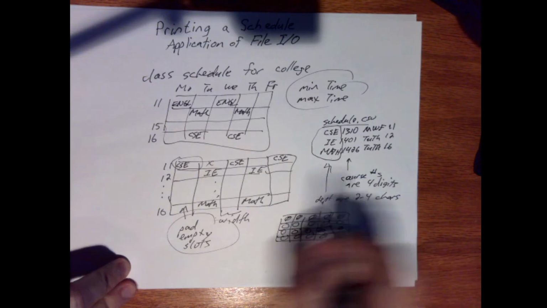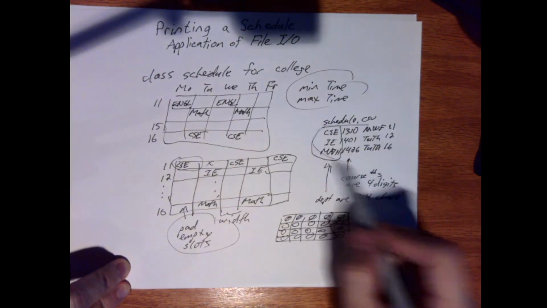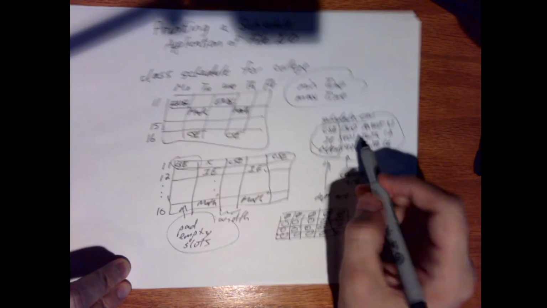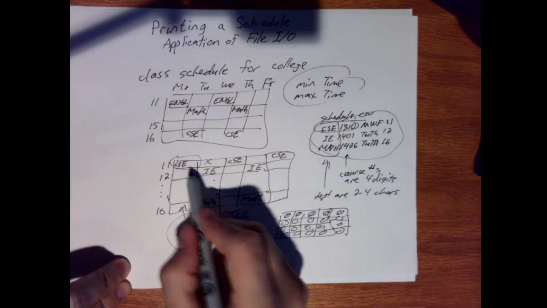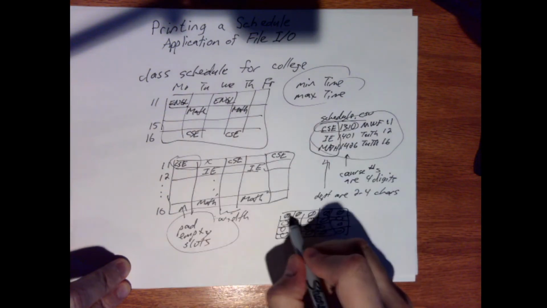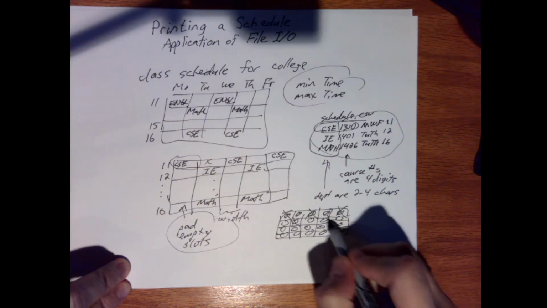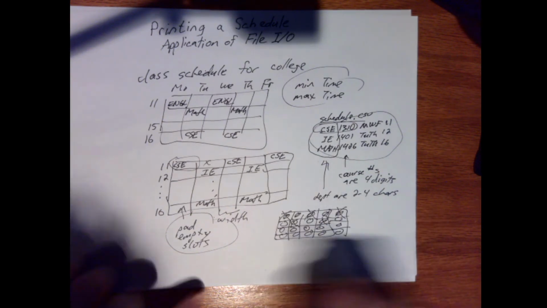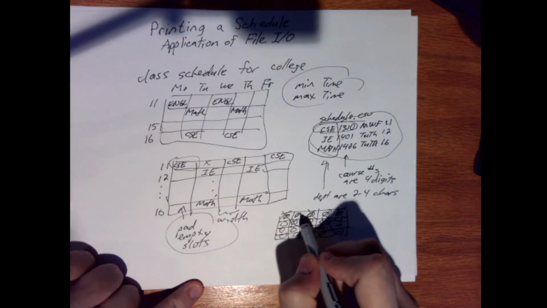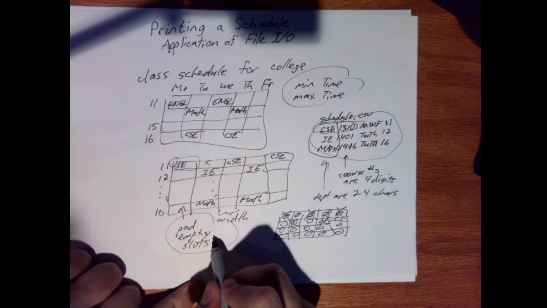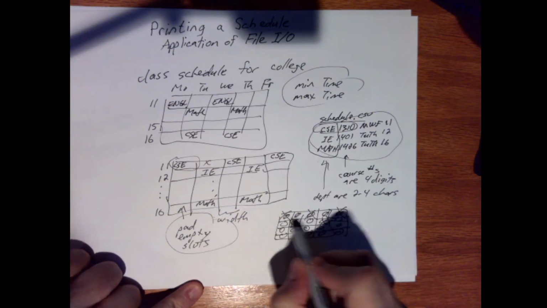And then what I'll do is I'll go through my schedule and write the course names like I did here into certain slots. I'll just put X's there to show where they're at. And then when it's time to print, if there's a 0, I pad with spaces. Otherwise, I print the string that's there.